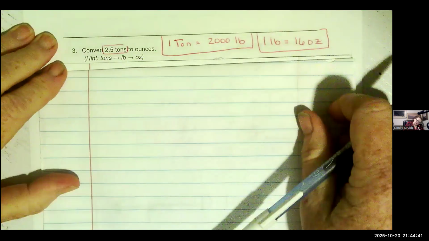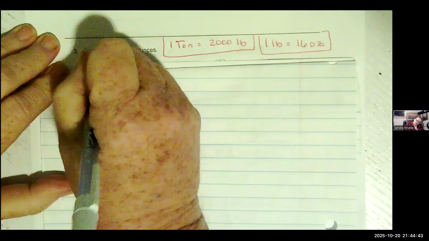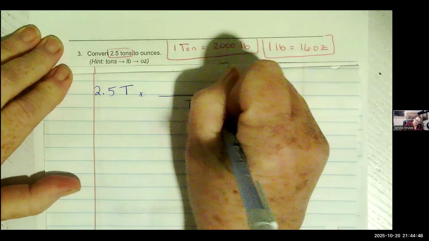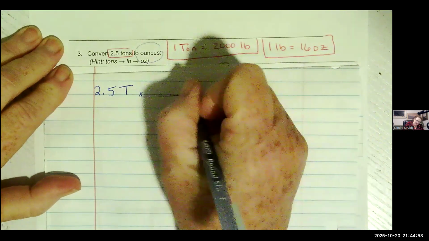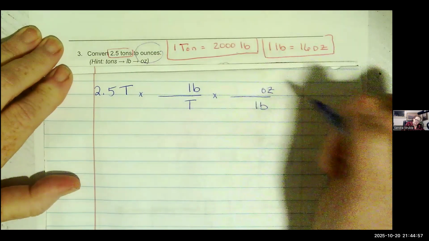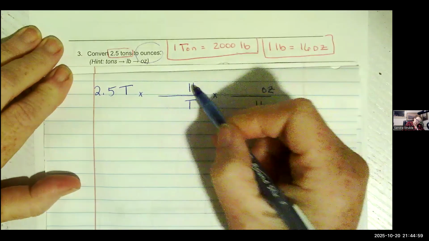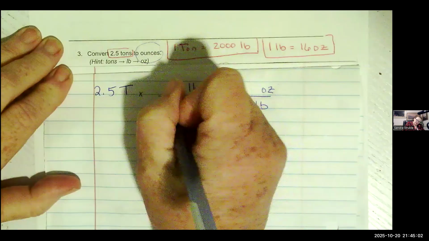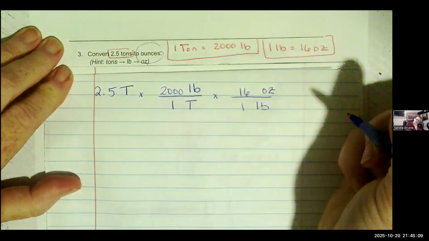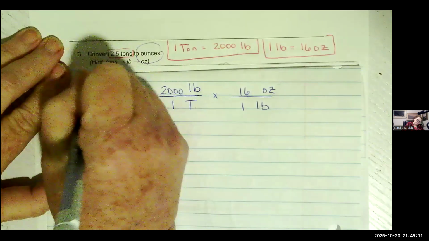So 2.5 tons. I don't want tons, but I can't get to ounces, so I'm going to have to go through pounds. Pound up top, pound down low, and then I can get to ounces. Once I make sure that cross out, left with ounces, now is when I plug in my numbers. 1 ton is 2,000 pounds. 1 pound is 16 ounces. We always multiply straight across. When we do that, our tons are gone, our pounds are gone, and we're left with ounces.